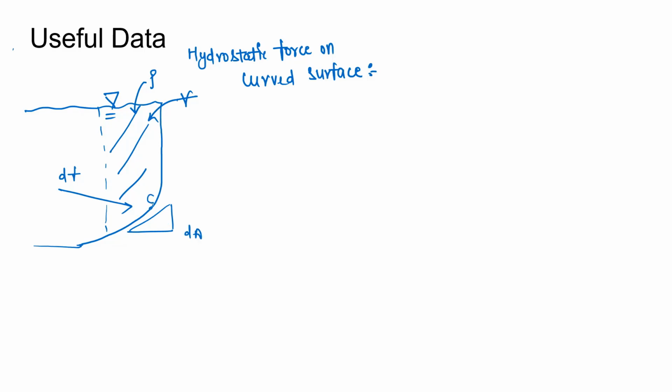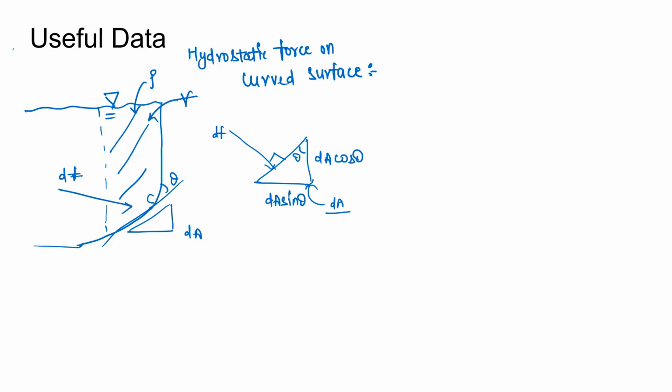If you take a point C here and draw a tangent to it, which is making an angle theta with the horizontal, the dF force is acting normal to the elemental area. So if you draw a larger picture here, we can see that if this angle is theta and the force dF is normal to the elemental area, and this elemental area is dA, this will be dA cos theta and this will be dA sin theta.